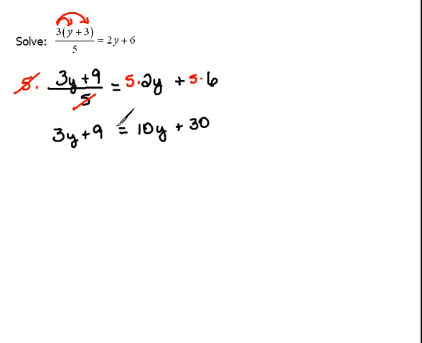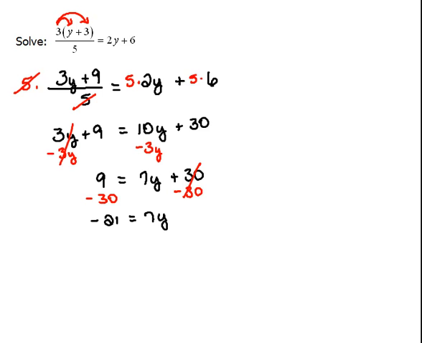So let's get our y's together first. I'm going to subtract 3y from both sides, which will cancel out the 3y, and we have 9 equals 7y plus 30. Now I still want to get the y alone, so I'm going to get rid of this 30 by subtracting 30 from both sides, and we have now negative 21 equals 7y. Still getting y alone, we have to divide both sides by 7 to get negative 3 equals y.